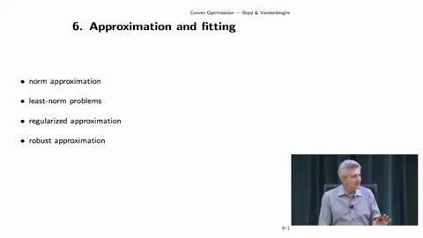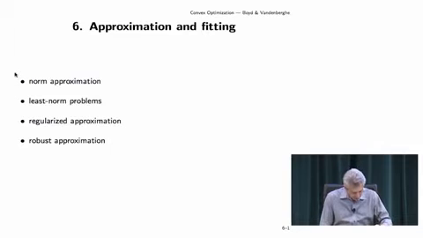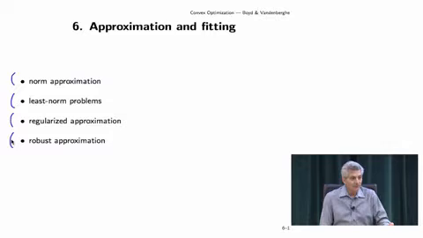So, okay. We'll start with just this very general idea of approximation and fitting. And we'll start with norm approximation, and then something which is a vague dual of it, least norm problems. And then something that combines both, regularized approximation, and then we'll look at robust approximation. And this is relatively new. This is stuff from the last couple of years or last decade or something like that.